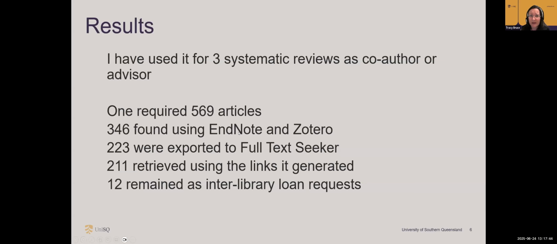Okay, I have used it for 3 systematic reviews and just on and off when I need to find large numbers of articles. One in particular needed 569 articles. We found 346 of them using the normal Zotero and EndNote find full text tools, leaving 223 for the spreadsheet, which then found 211 of the articles, leaving only 12 that needed to be submitted as interlibrary loan requests.